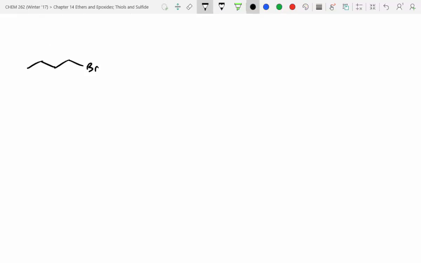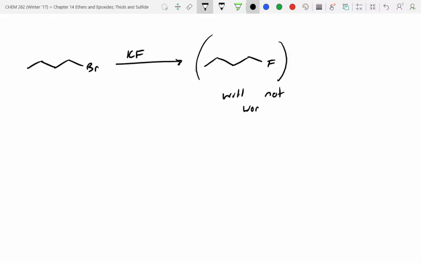So let's say I've got this alkyl halide, and I react this with potassium fluoride, so KF. We would think, hey, this could do SN2 chemistry, and I could get a fluorine installed on there, right? Wrong. This will not work. Does anybody know why this will not work very well?